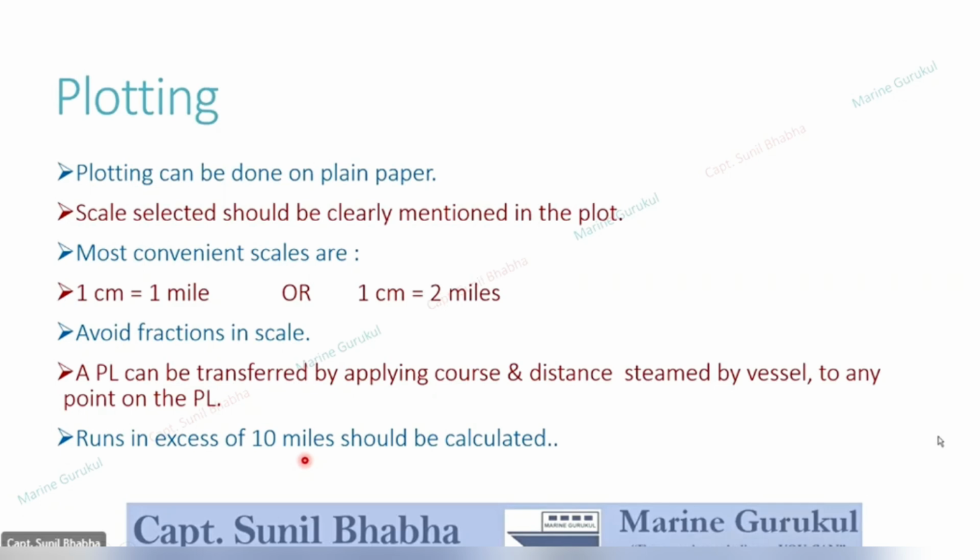Now 1 millimeter error on the plot is very much possible. The thickness of the pencil or the accuracy of your compass or divider can easily take you 1 or 2 millimeters up and down. And in that case, it will give you excessive error in your answers. So in case you have a distance more than 10 nautical miles, then the PL should be transferred by calculation and you should avoid doing it by plotting. We will see that in the examples going ahead.